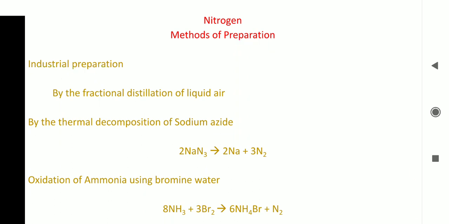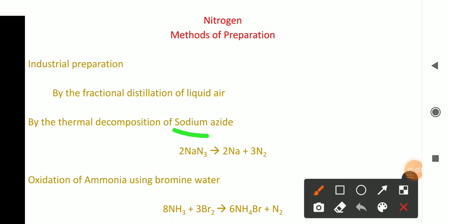Then second one is from sodium azide. What is the formula of sodium azide? This is the formula NaN3. When sodium azide is subjected to thermal decomposition. What do you mean by the term thermal decomposition? The word thermal represents heating process. So when we heat this sodium azide, it undergoes decomposition and we get the product nitrogen. Look at the equation now. Sodium azide is taken, NaN3. When it is subjected to thermal decomposition, it is decomposed into elemental sodium and molecular nitrogen, Na plus N2.